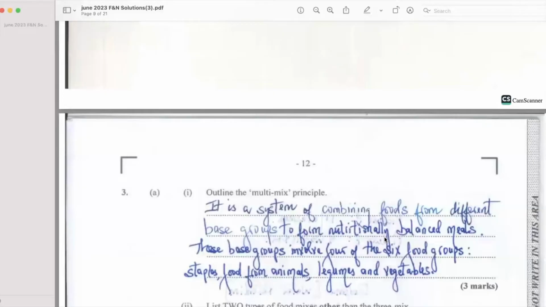Outline the multi-mix principle. Oh, this one is so easy. All right, so this is a system of combining foods from different food groups to form a nutritionally balanced meal. You know that the multi-mix principle involves 4 mixes. So you have staples, foods from animals, legumes, and vegetables, right? So there are 4 of the food groups that we use to make the multi-mix. We don't include fats and oils, and we don't include fruits. Right, so these are the responses.